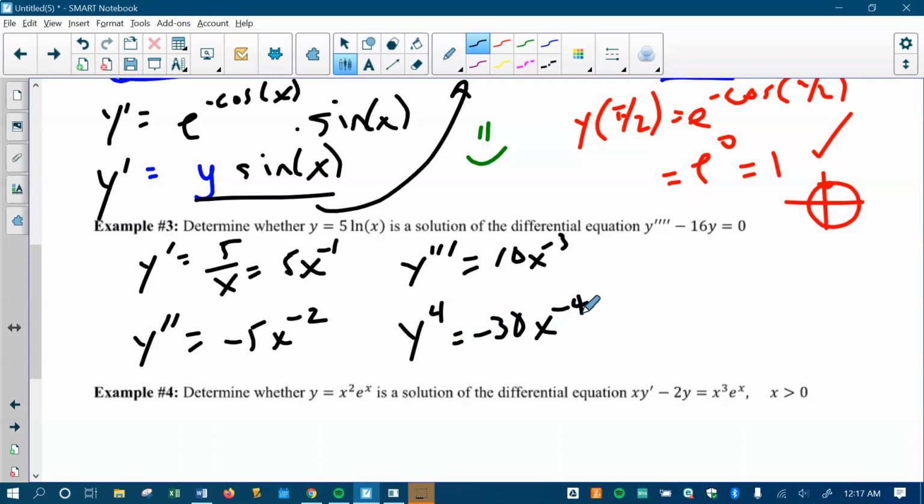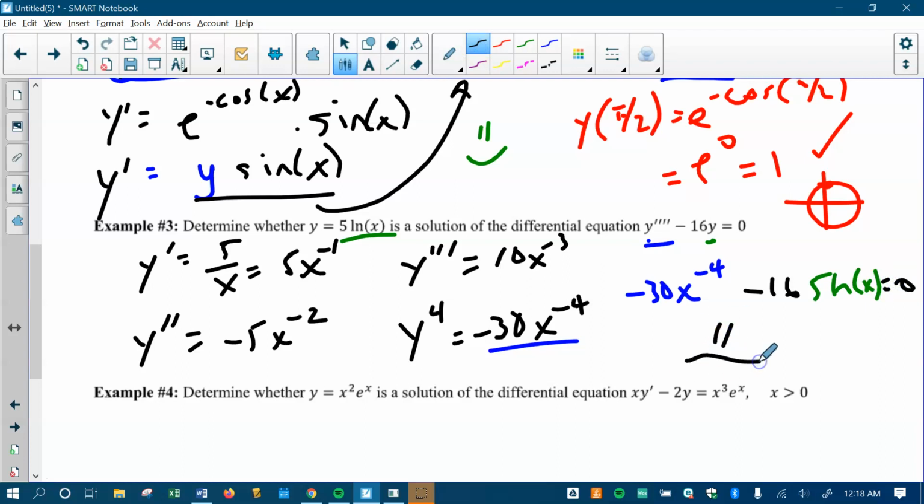Now let's see what we get here. When I plug in the fourth derivative of y, I get negative 30x to the negative 4th. And then I'm going to subtract 16 times y, and y was 5 ln x. And is that equal to 0? Of course it's not equal to 0. This was all work for nothing. And now I'm just going to get so sad.